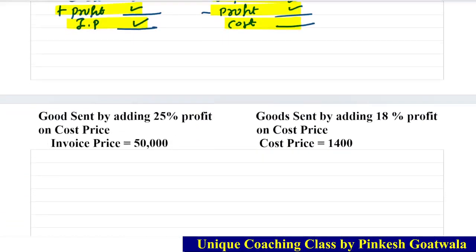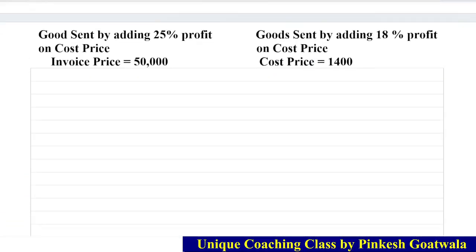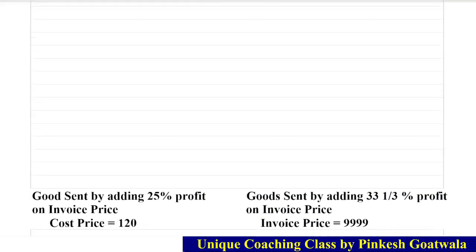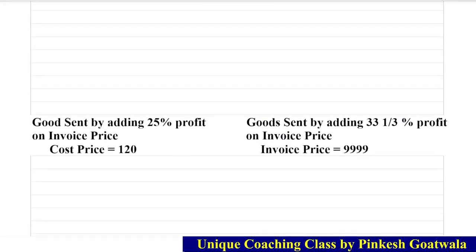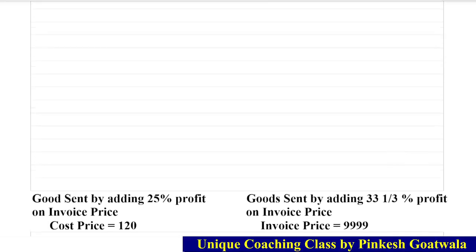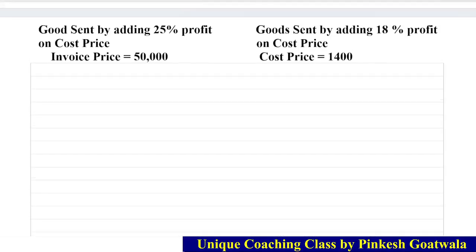So here I take a total of 4 examples. By these 4 points you can easily understand how to find invoice if cost is given, and how to find cost if invoice is given. Normally in questions, there may be sums in which cost and invoice are both given, which is good, but if they are not given, how to find them out. So let's start.